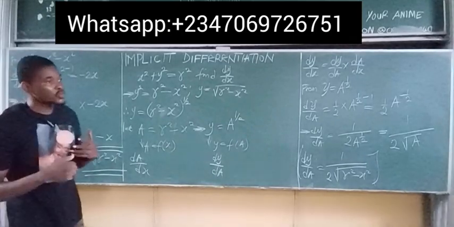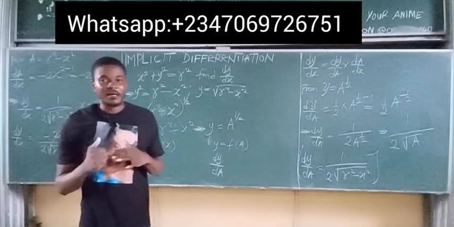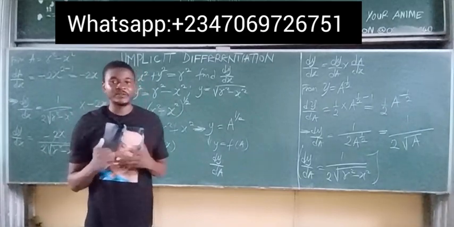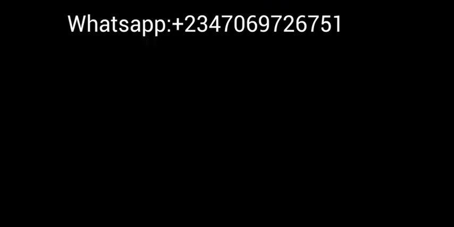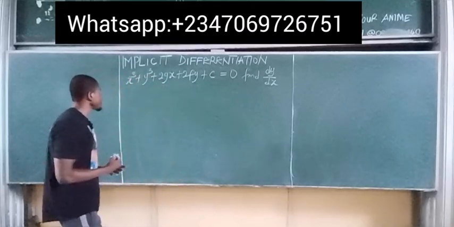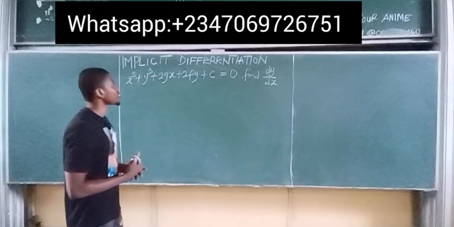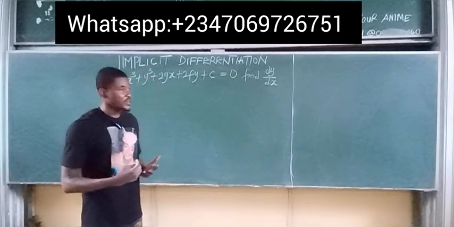So we are going to try one more example for this, and then we can stop the video and try a different approach on implicit differentiation. Okay, one more example. So let's consider this next question on the board. We have x cubed plus y cubed plus 2gx plus 2fy plus c equal to 0, and we're asked to find the dy/dx.